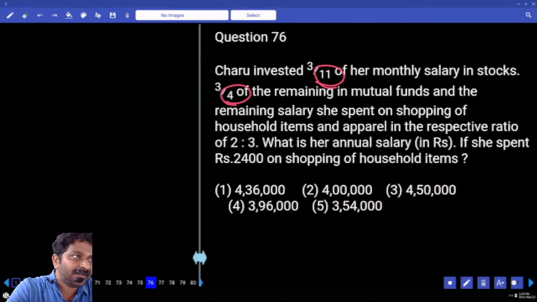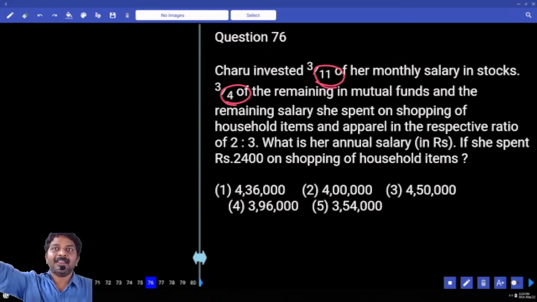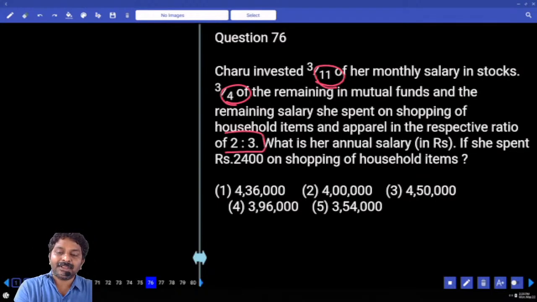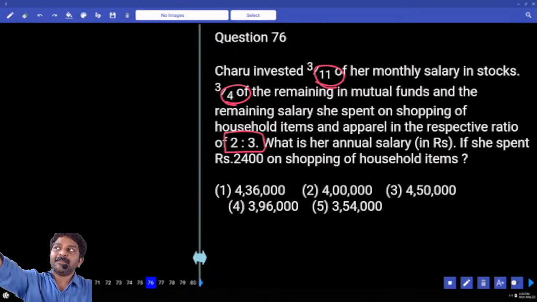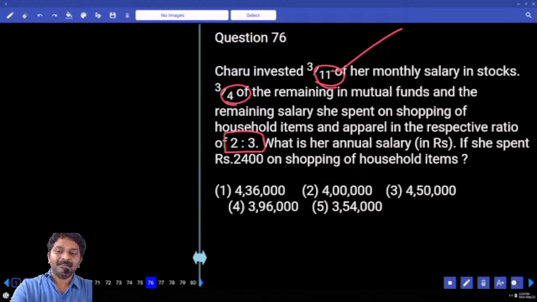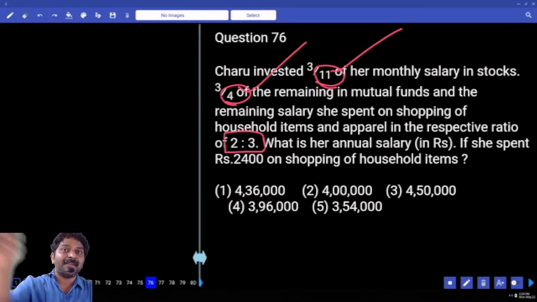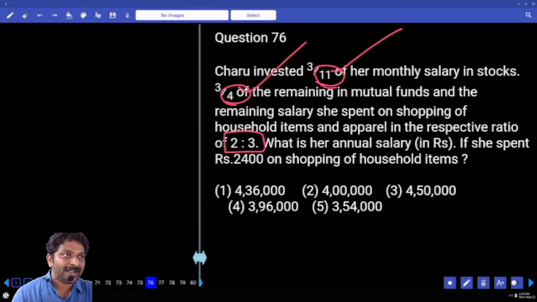denominators are 4, 11, right? Finally, you are left with something, and that is divided in the ratio 2:3. That means how many parts we have? Remaining also must be 5 multiple, right? So 11 in the denominator, 4 in the denominator, and remaining must be 5 multiple. LCM of 11, 4 is 44, and then it should be 5 multiple, right? So is 44 5 multiple? Let's multiply it with 5 so that you get 220. So total monthly salary is 220 parts.